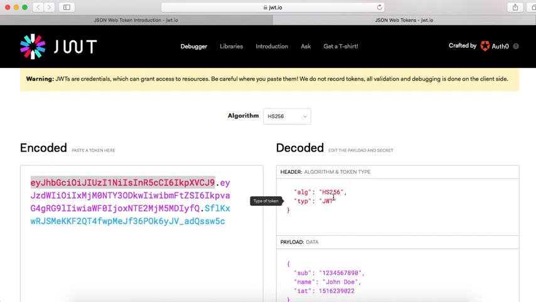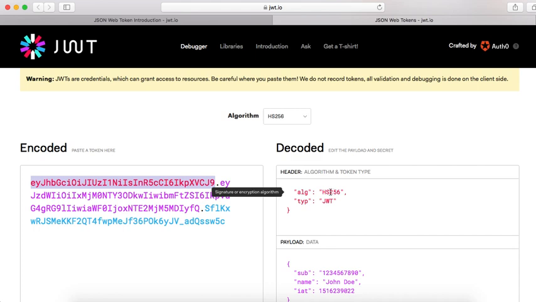If you change anything here, it will be reflected here. If you change anything here, it will be reflected over here. It's vice versa. You can see that the first part is the header. The header contains metadata like which algorithm is used and what the type of the JWT is. Here the algorithm is HS256, meaning the HMAC algorithm is used along with the cryptographic function SHA256.